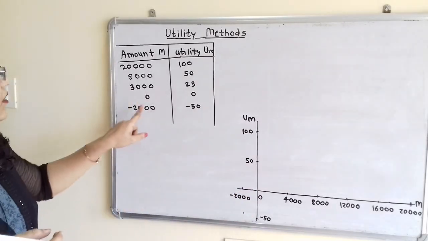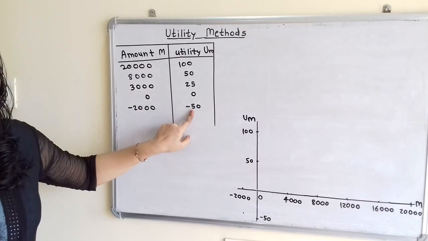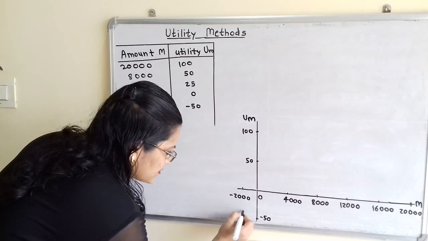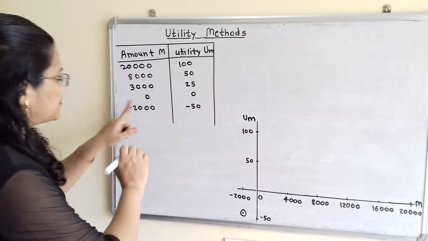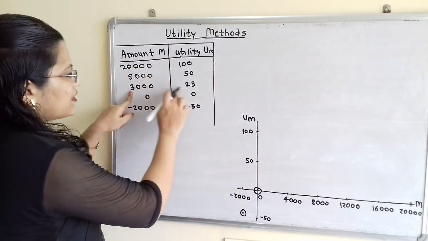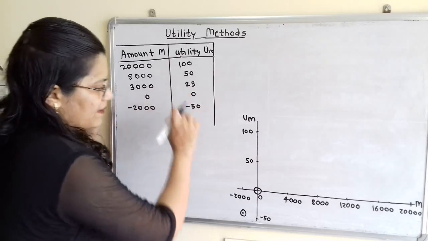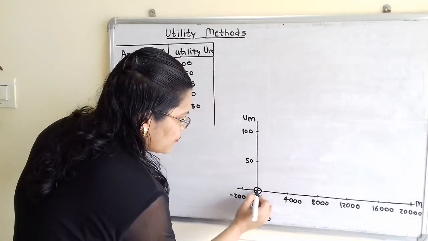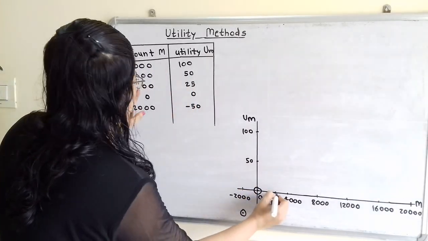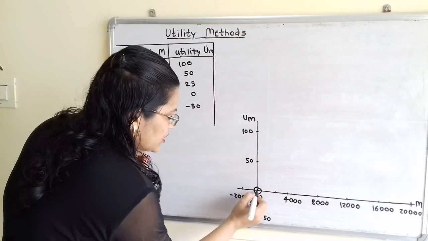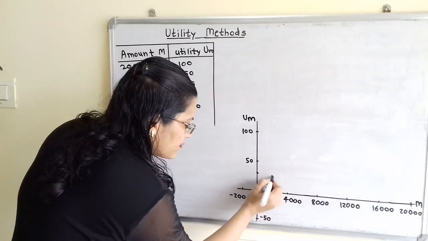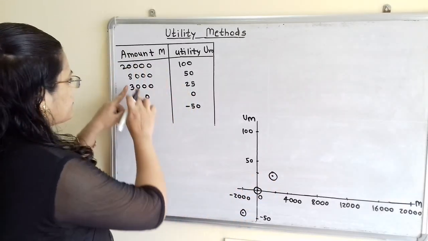Now if we observe, for minus 2000 the value is minus 50. So here we will assign here one point, minus 2000, minus 50. Then for 0 it is 0. So I will write here one point. Then for 3000 it is 25. So for 3000 we can say that from 0 we have to take here the 3 centimeter distance, and for 3000 it is 25. So in between 0 and 50 we will select here one middle point, and if we select here, this will be our point.